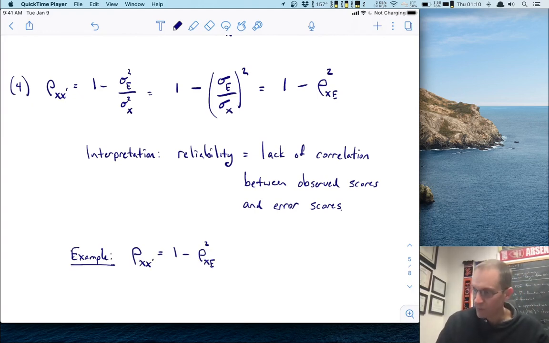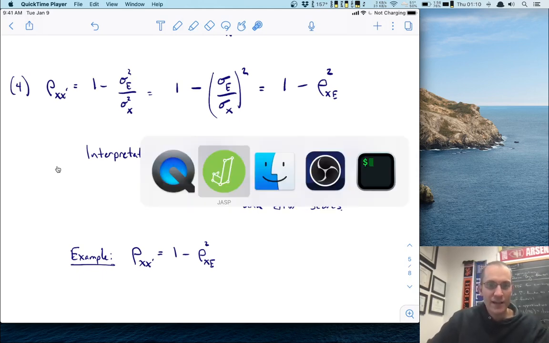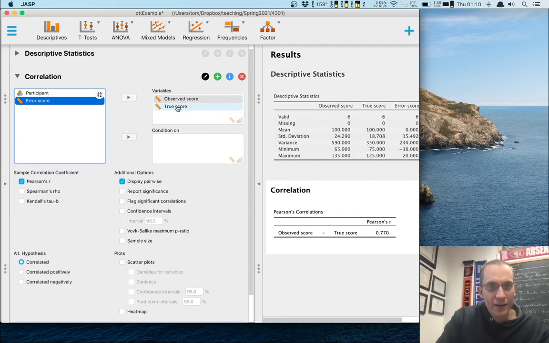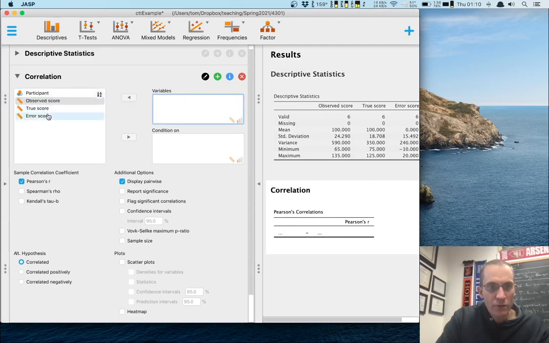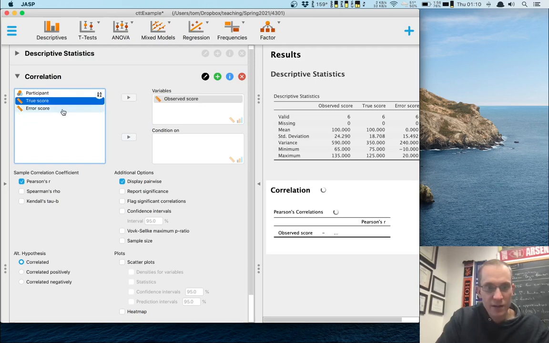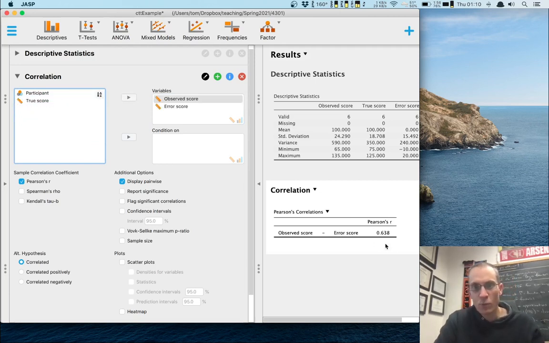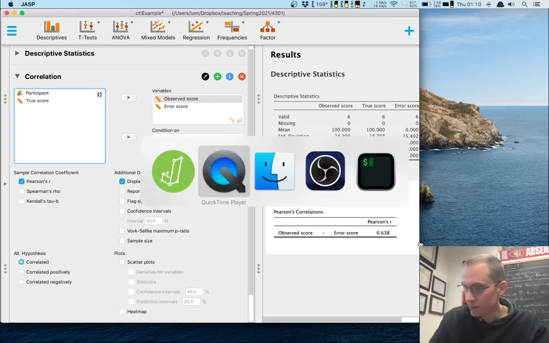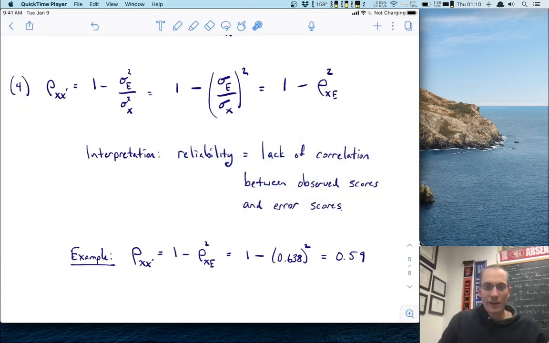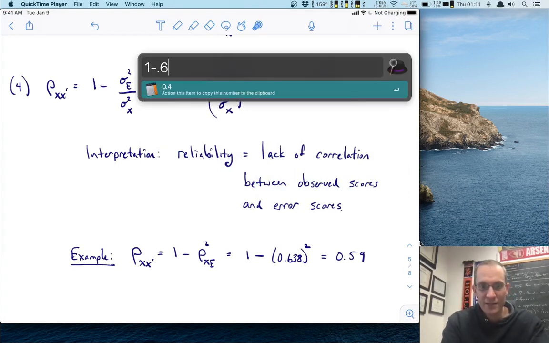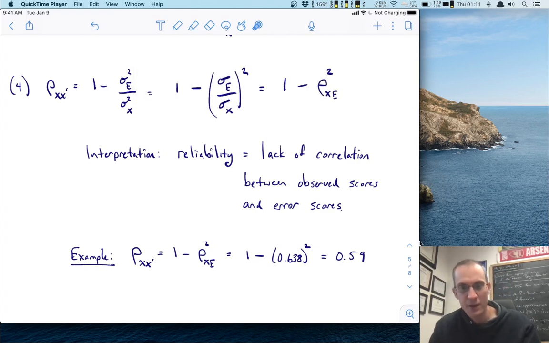So if you start with this formula that we just developed and you work through, well, we need to figure out the correlation between X and E, the observed scores and the error scores. We can do that in JASP. Let's go back over here, and we'll take all these out and compute the observed scores, X, and error scores. And we see the correlation there is 0.638. So let's put that in here. If we take 1 minus 0.638 squared, that's 0.59. So we get exactly the same reliability coefficient.